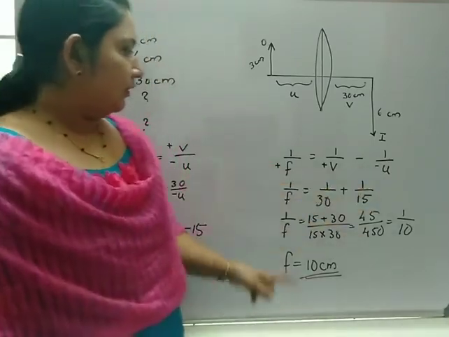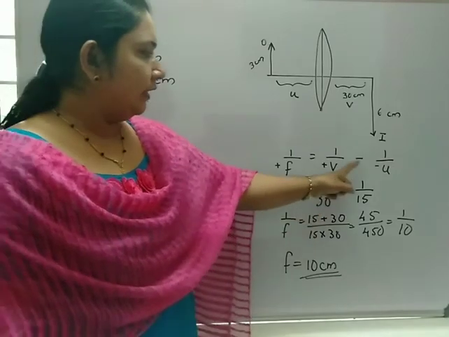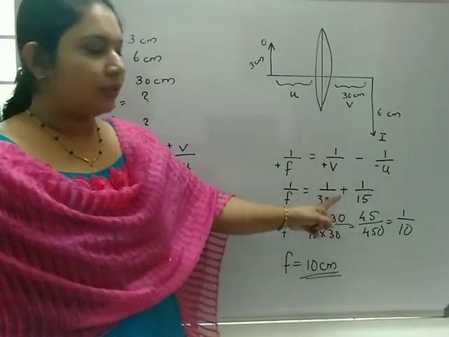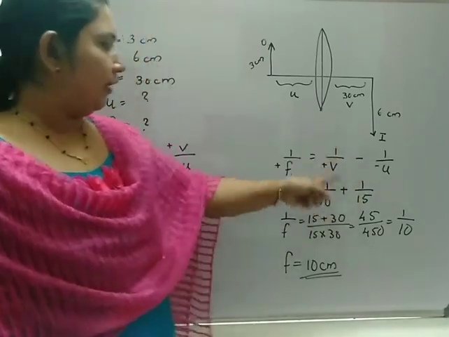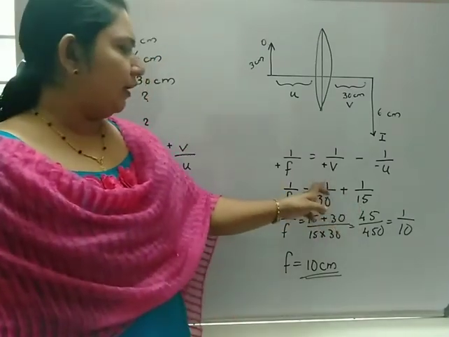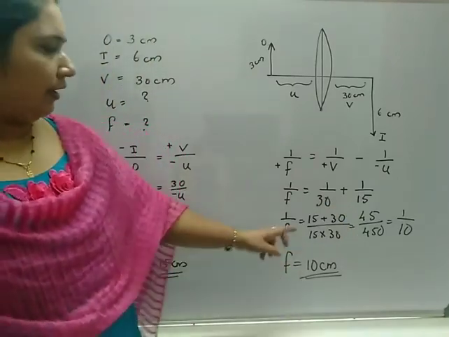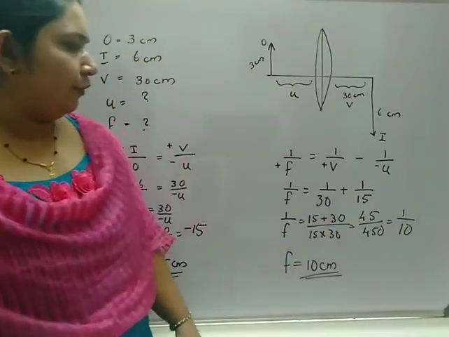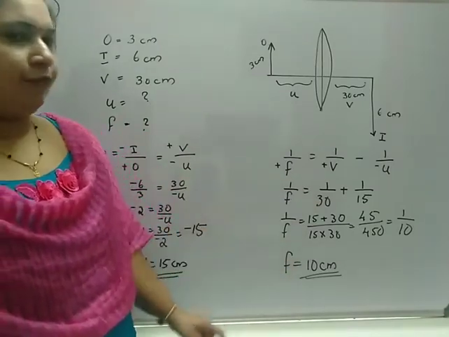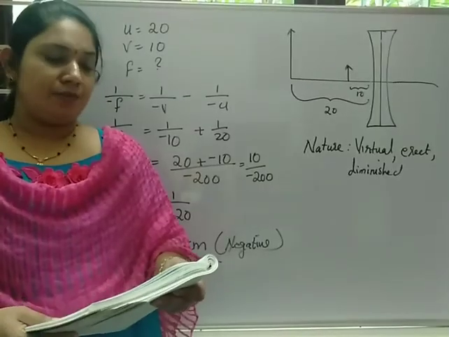So put the sign. So 1 by f is equal to 1 by 30 centimeter. Then this negative and negative, I make it positive. Both the negatives together is positive. Plus 1 by 15. You already calculated and got it as 15. Now just cross multiply, 15 into 30. I think you all know how to do the calculation. We'll get 45 by 450, that is 1 by 10. 1 by f is 1 by 10. So f is equal to 10 centimeter.